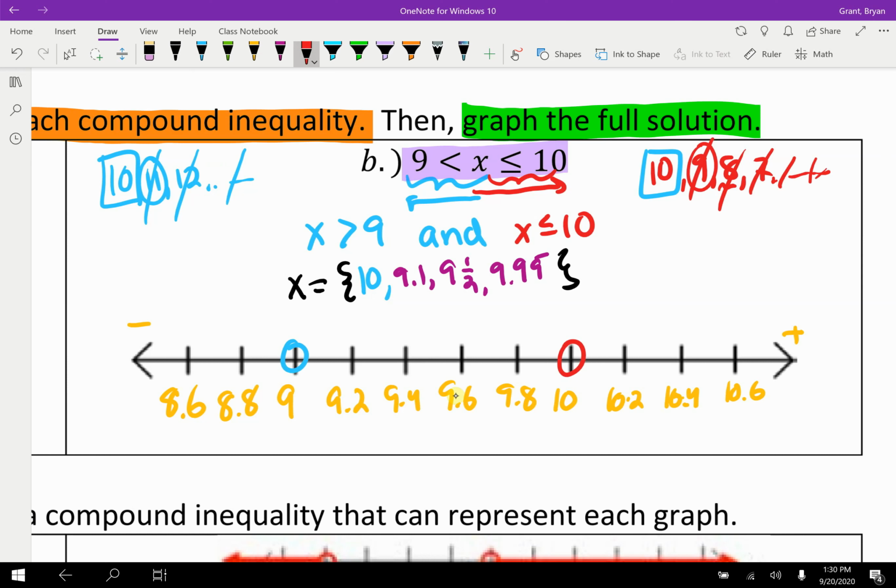Does x have to be equal to 10? Well, it can be equal to 10. It says x is less than or equal to 10, and because there's that equal piece, we fill this circle in. From here, we need to go through and actually shade.